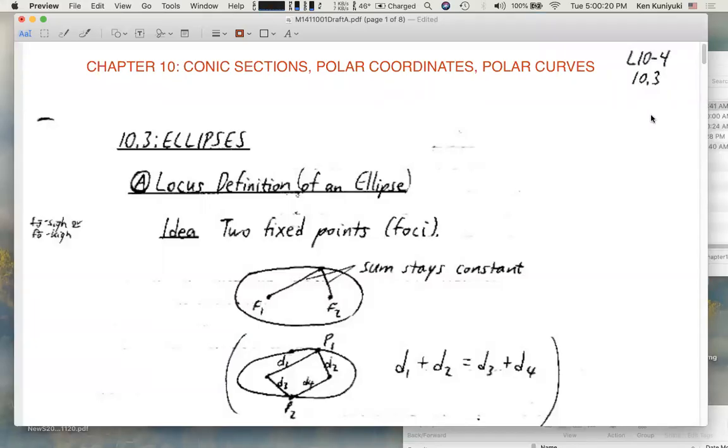Hi everyone, let's do chapter 10 on conic sections, polar coordinates, and polar curves. Most of these notes are handwritten, so these lectures will help to organize them. Let's get right to it.